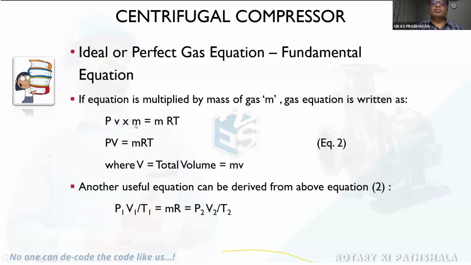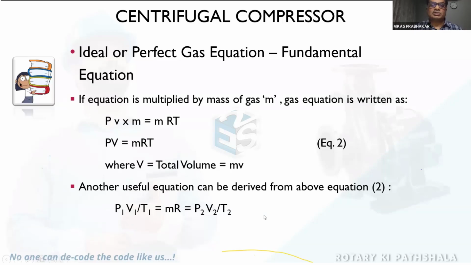This small v into m becomes the total volume, because v is the specific volume, meaning meter cube per kg. If I simply multiply it by the mass flow, it gives you the total volume. So the equation now reduces to PV is equal to mRT. Now this equation PV equal to mRT can be useful to find out the properties of the gas if other parameters are known.